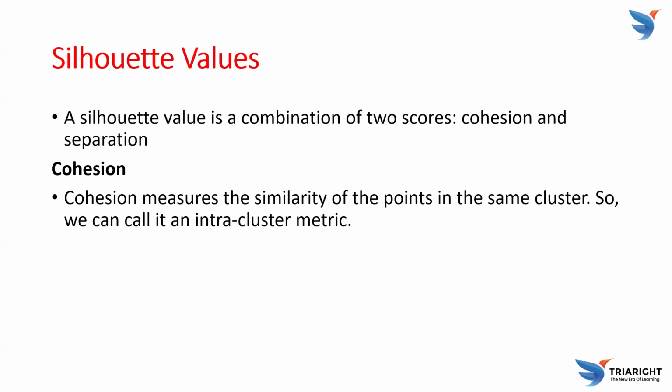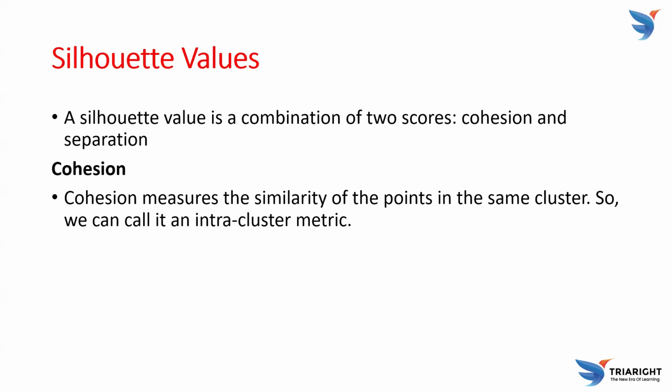When it comes to cohesion, cohesion is a measure of the similarity of the points in the same cluster. It is also referred to as an intra-cluster metric. The prefix intra means within, so an intra-cluster metric evaluates the properties of the points inside a single cluster.